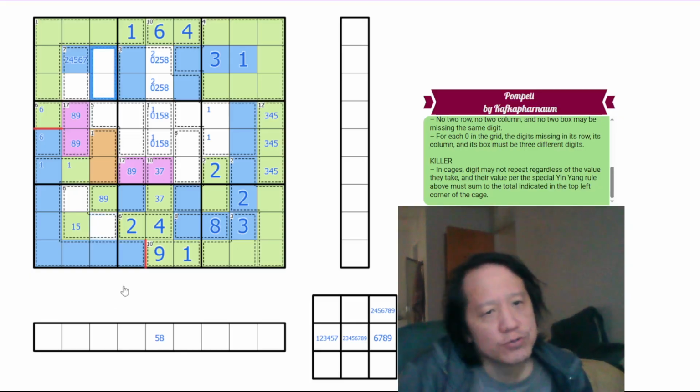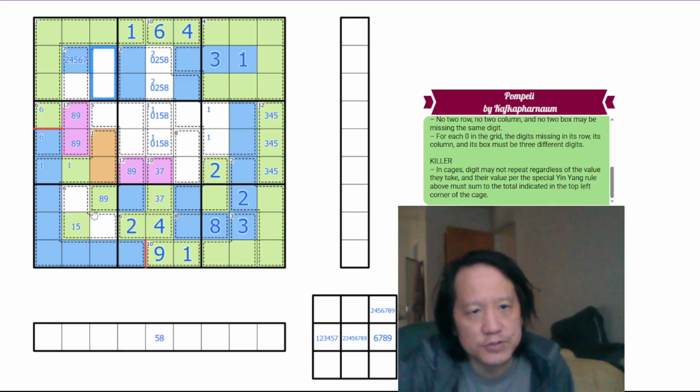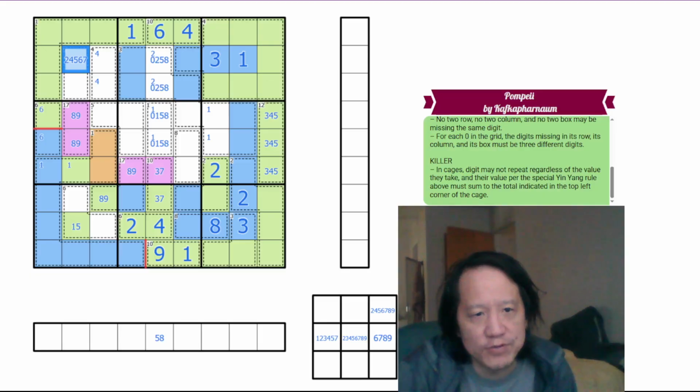This can't be two correct values. If this were two correct values, this would have to be a 1-3 pair. Sorry, non-zero values. Okay, it would have to be a 1-3 pair. So this must be a 4 here. So it's guaranteed to have a 4 here, which means this can't be 4.